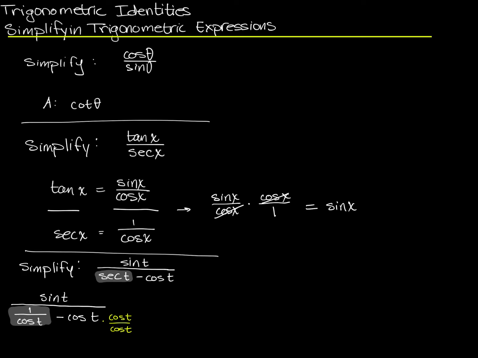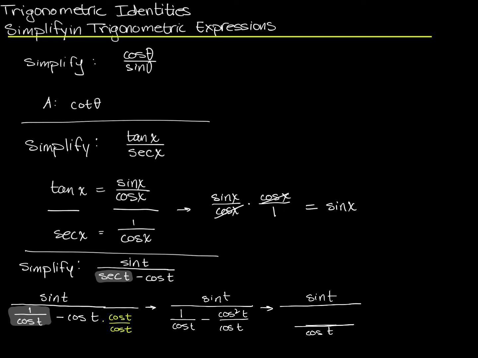That means that my common denominator is now cosine, so I have sine over 1 over cosine minus cosine times cosine over cosine. But because I have a common denominator, I can now combine that. I still have my sine in the numerator, and I'm going to have over cosine. And in the numerator of my denominator, I'm going to have 1 minus cosine squared.